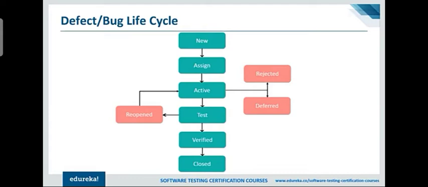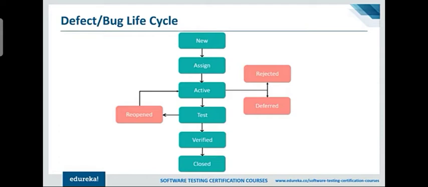And then you have a closed state. That means once the bug is fixed, it is tested by the tester. If the tester feels that the bug no longer exists in the software, he or she changes the status of the bug to closed. This state means that the bug is fixed, tested, and approved.